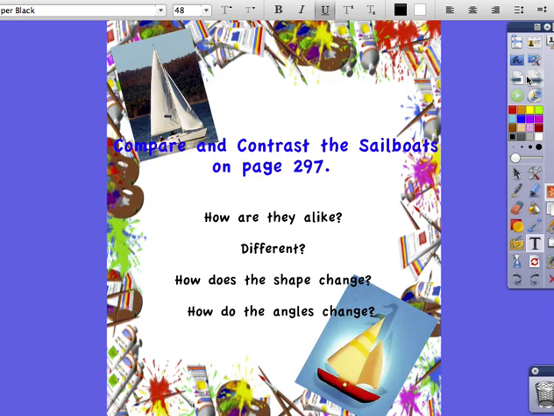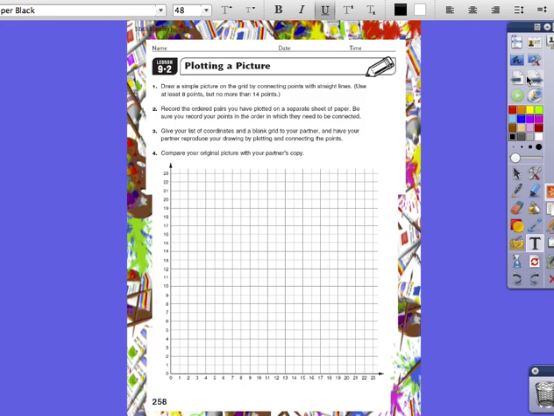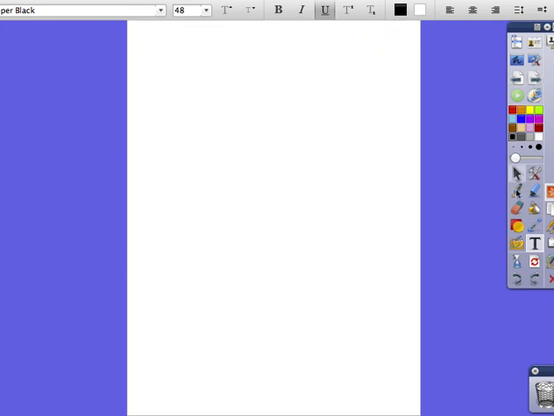When you get done finishing, think about how are they alike? How are they different? How does the shape change? How do angles change? Remember, angles are when two line segments meet. That is all today's lesson is on.